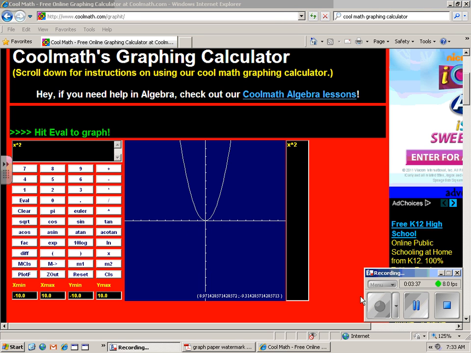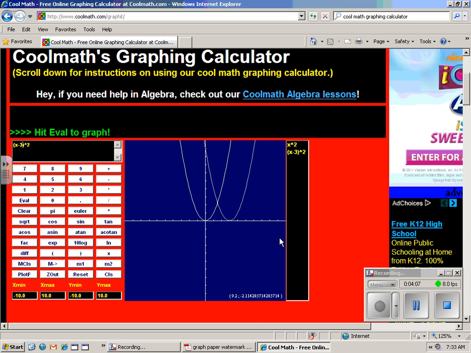The next thing I want to talk about is what happens if I add or subtract a number before I square it. For example, I'm going to put this x in parentheses, and inside the parentheses I'm going to subtract, let's say, 3. Here's my regular x squared parabola, vertex at the origin, a minimum. What happens if I subtract 3 before I square it? Look what happened. The vertex shifted 3 units to the right.